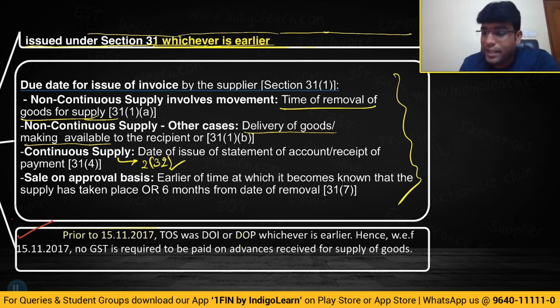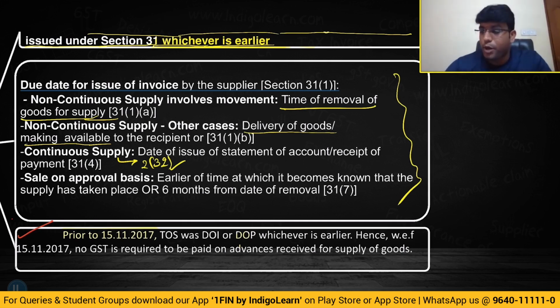So what they told earlier: the time at which it becomes known that supply has taken place. Come on guys. In case of goods sent on approval basis, when will supply take place? Obviously supply will take place only when the recipient has approved it. When he approves, supply actually takes place. So earlier of the time at which it becomes known that supply has taken place, or the second thing is what? 6 months from the date of removal, whichever is earlier. So friends, what is the answer now? Earlier of the time at which it becomes known that supply has taken place, or 6 months from the date of removal.